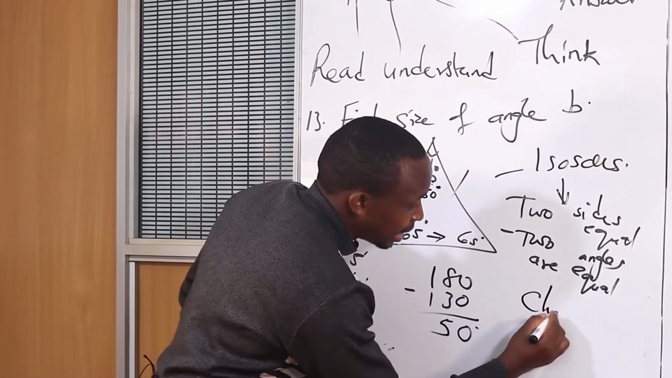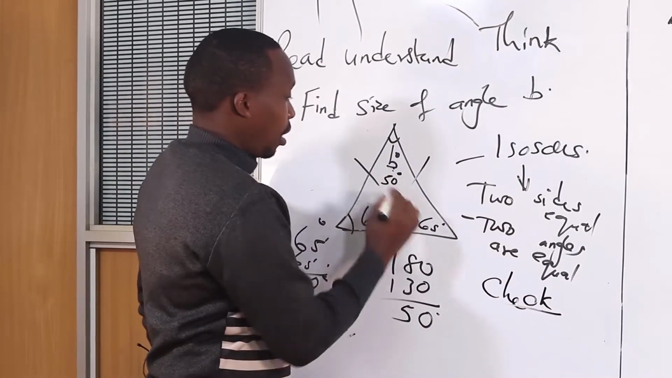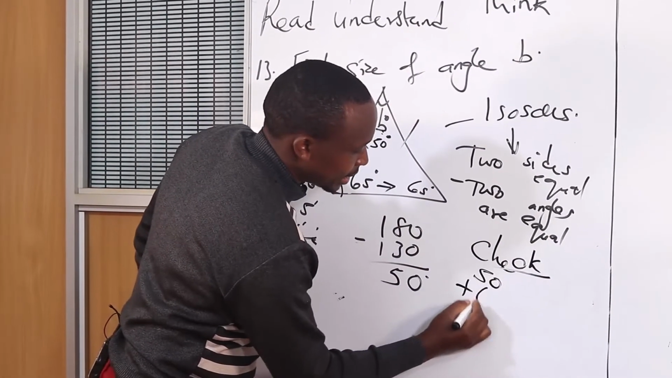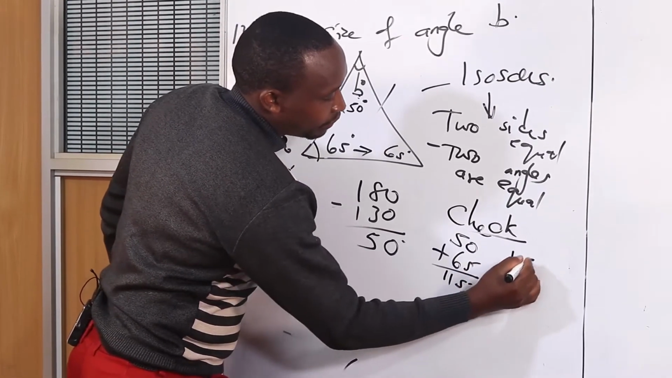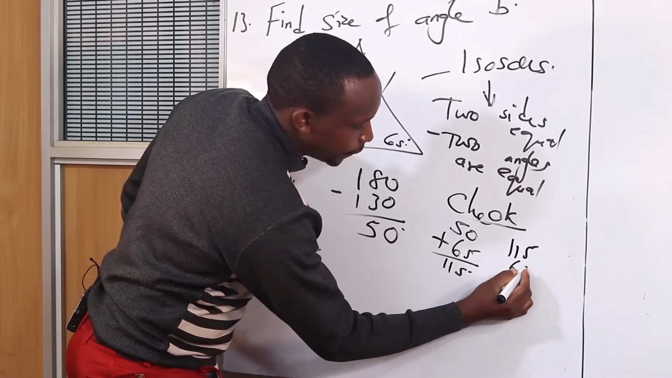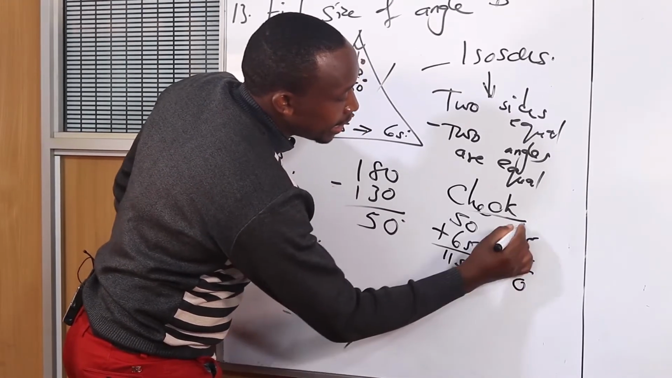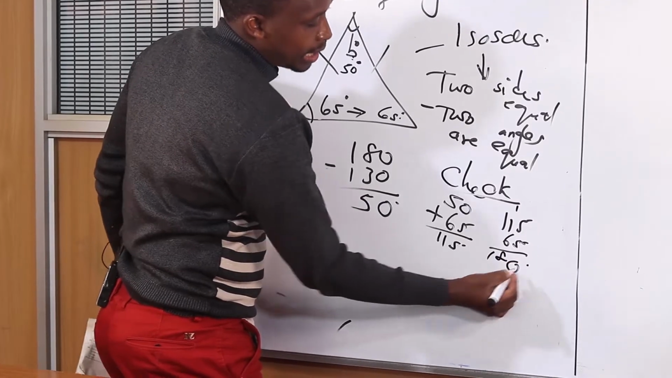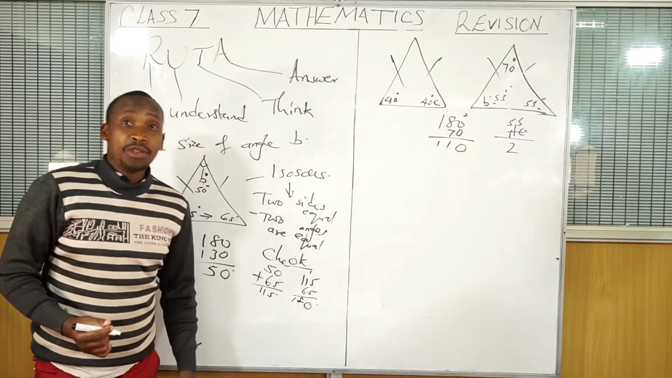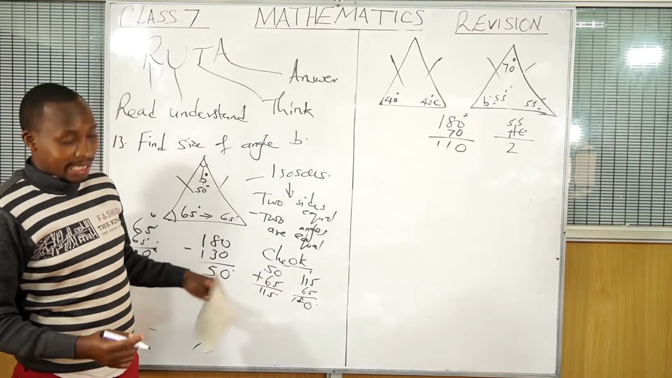Check your answer. Check. Now, 50 plus 65 is 115, plus another 65. That will give us 5 plus 5 is 10, 1 and 1 is 2, 1 and 1 is 8. 180 degrees. Meaning you have gotten your answer right.